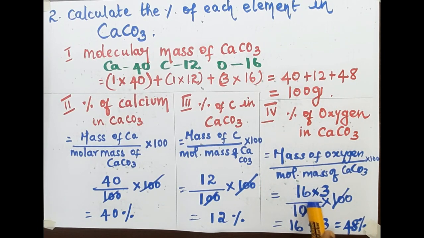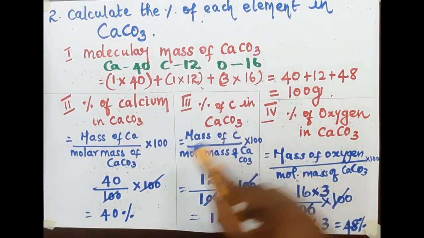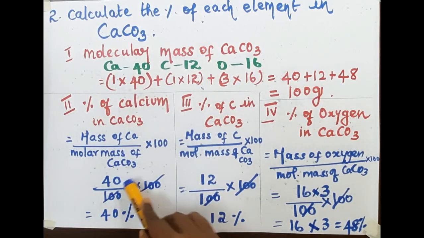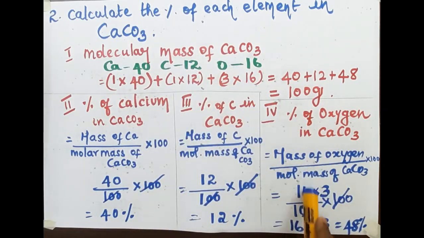You have to write it as 16 into 3. When you just write calcium 40, carbon 12, don't write oxygen as 16. You have to write 16 into 3. So 16 into 3, after cancelling the 100, we get 16 into 3, that is equal to 48%. So 40 plus 12 is 52, and 52 plus 48, so totally we get 100 percentage.